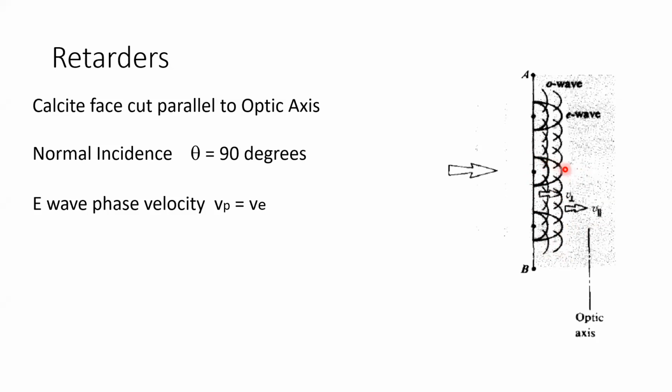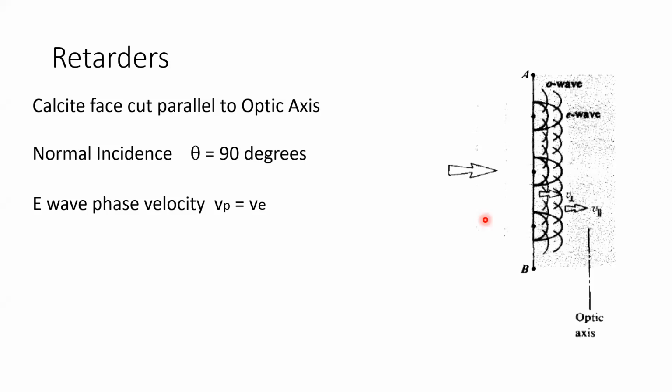This elliptical wavefront is the wavefront for the E wave. The spherical wavefront is the wavefront for the O wave. They are both along the same direction. S and K are in the same direction. So basically, we now have both O and E waves traveling together, but with different speeds. One is traveling with speed VO, the other with speed VE.